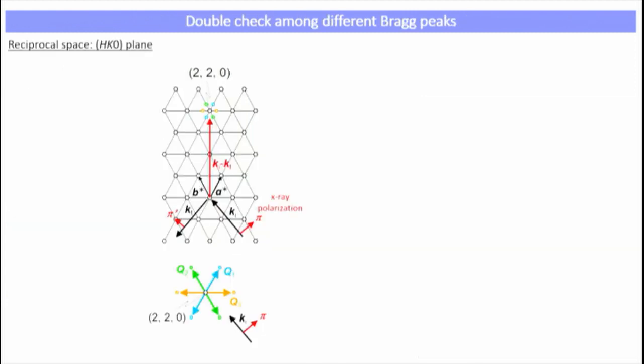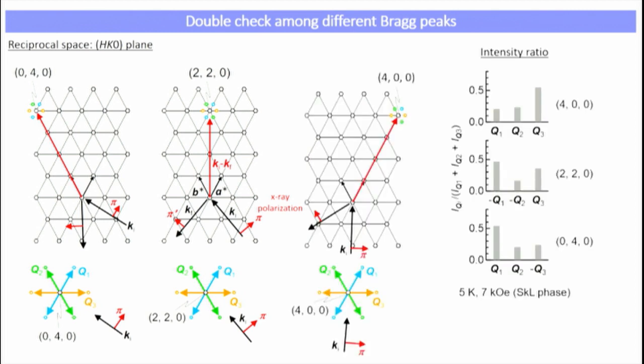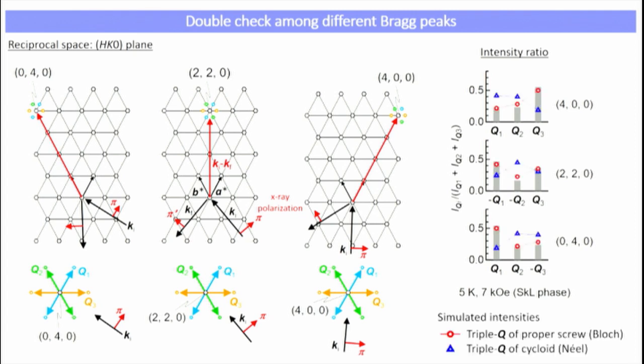And we also confirmed this conclusion by taking the same measurement on different Bragg spots, as well as the 220. We rotated the diffractometer to approach the different Bragg spots and measured the Q dependence. Each of them has a different Q dependence, but all of them are well explained by the proper screw spin structure model, consistent with the formation of the block-type skyrmion.